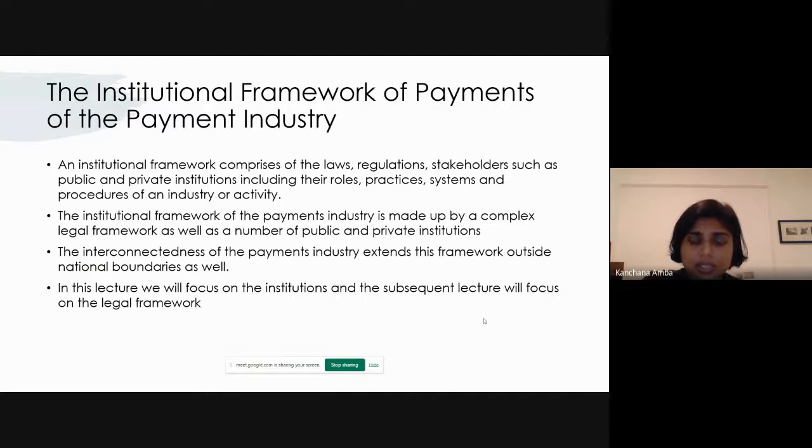The institutional framework of the payments industry is very complex. It is far more complex than a lot of people think. It is not as easy as paying. The institutional framework is made up of a lot of stakeholders, and it is also interconnected with external countries, so its complexity increases more. We will first look at the institutions and then go into the legal framework.